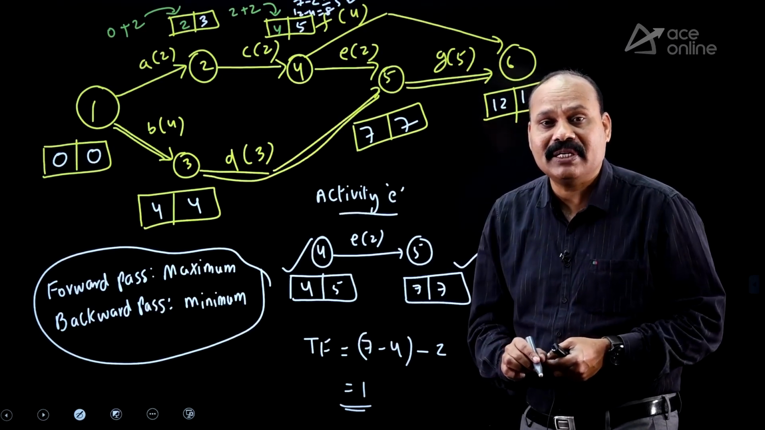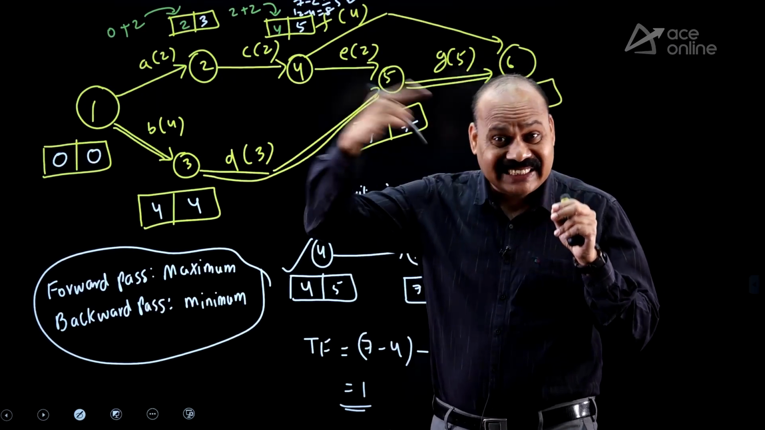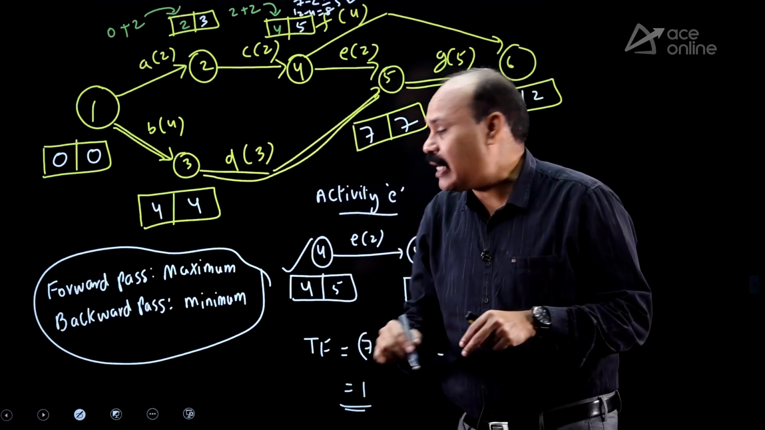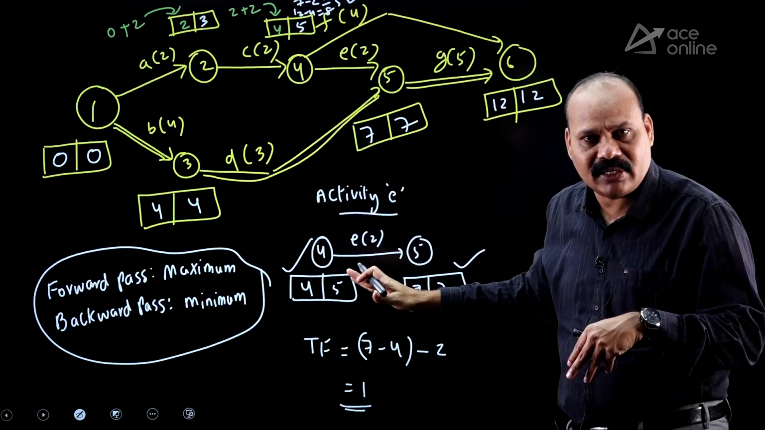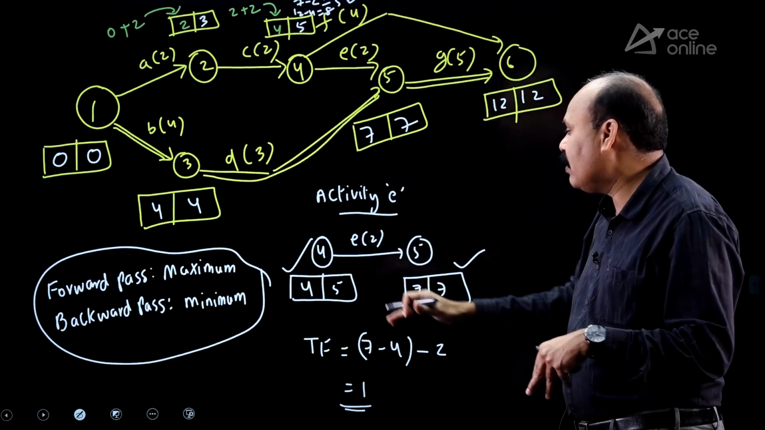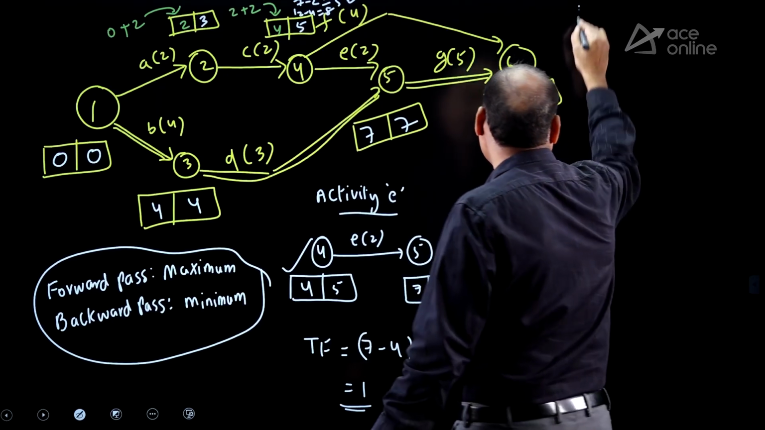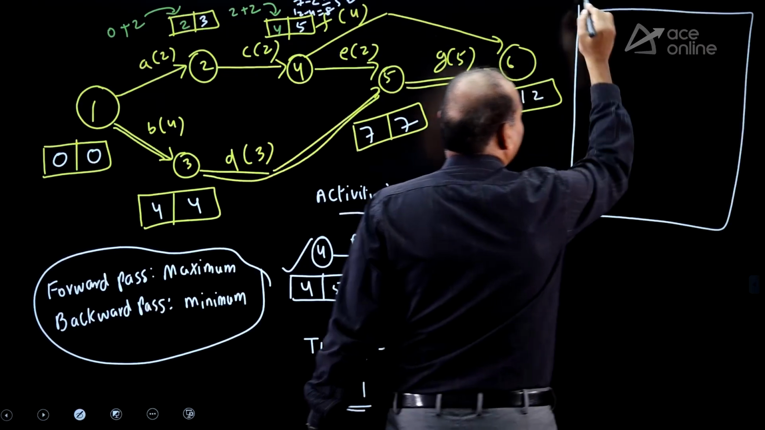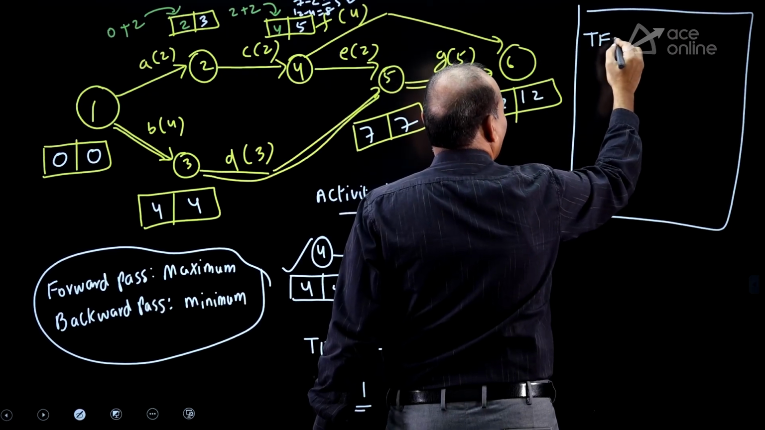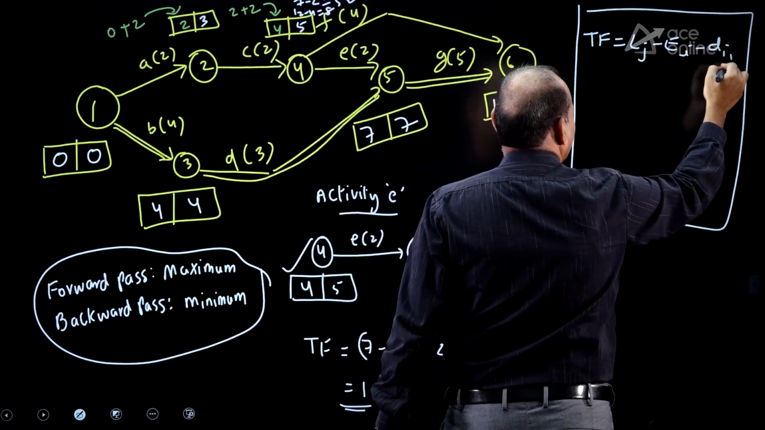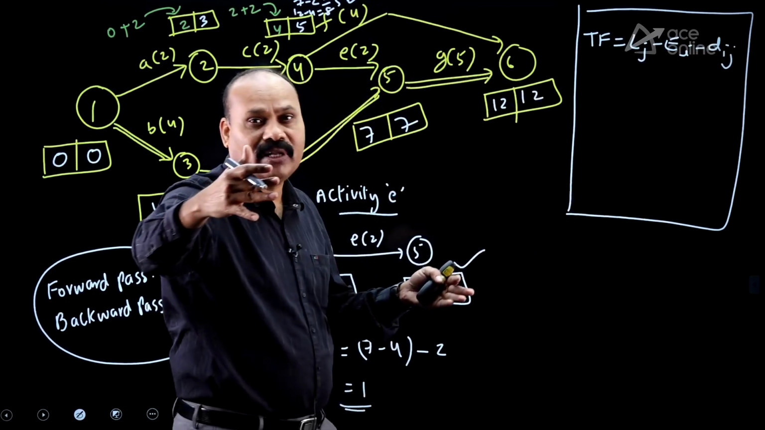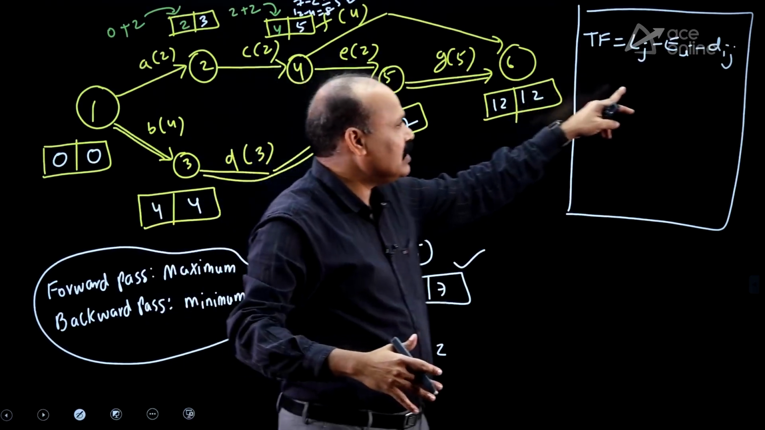Suppose the same question if I ask free float. Free float means next activity should not be disturbed. Next activity should not be disturbed means only the next activity you will get, so slack at head event. What is the definition for free float? First of all, total float is equal to Lj minus Ei minus Dij. Lj means latest finish time, Ei means earliest start time.